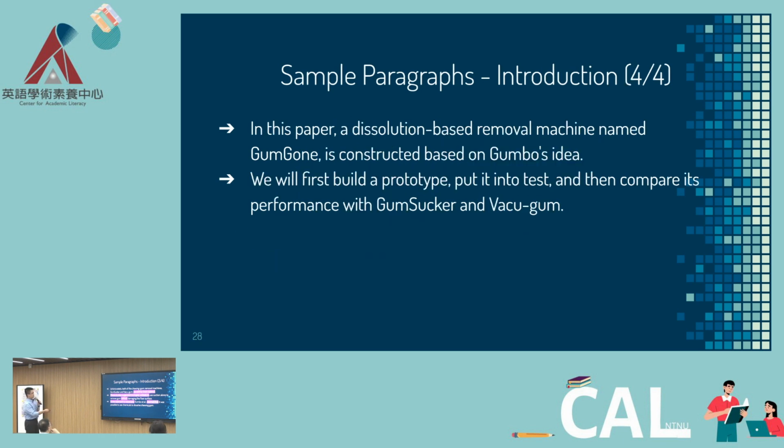Okay, so how about the 4th part of the introduction? In this paper, this solution-based removal machine named Gum is constructed based on Gumbo's idea. In the 4th part of the introduction, you are going to provide a roadmap of your research. We will first build a filter type, put it into test, and then compare its performance with gum sucker and vacuum gum. So we build a prototype, put it into test, and compare its performance with the previous 2 models. That's pretty much everything for the introduction section.